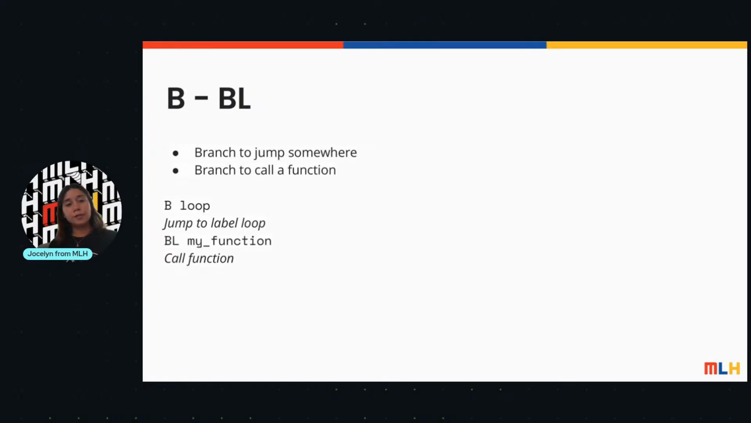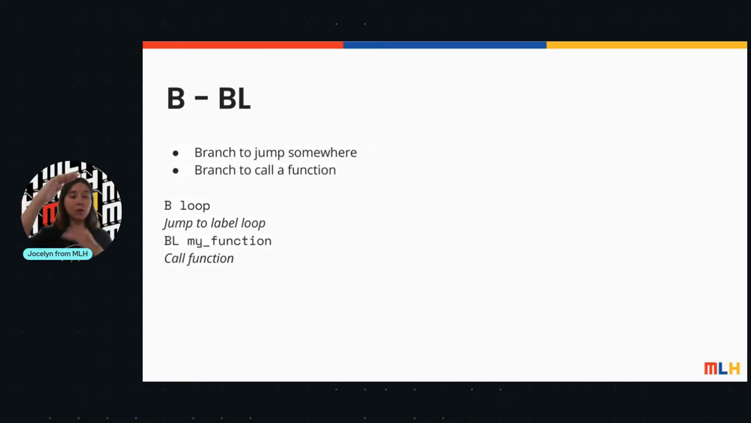Okay. So the next instruction is B and BL. B stands for branching, and the first one, B alone, is to branch to jump somewhere, and the BL is to branch to call a function. So the first one is just typing B loop. And in this case, I'll be jumping to the label that's called loop.